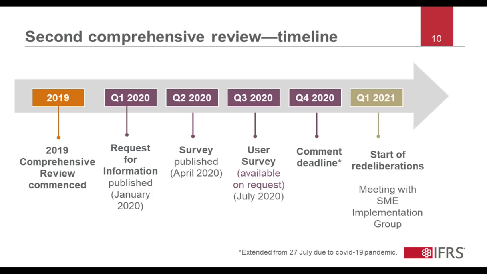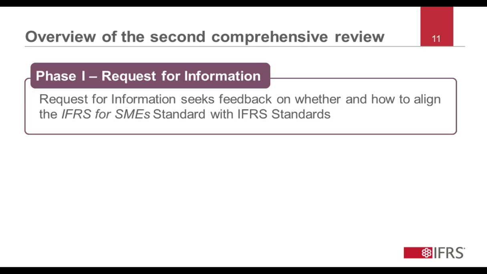And we will meet with our SMEs group in probably January and February of 2021. And after we've met with them and discussed the feedback and analysed the comments we've received, we will go back to the board probably at the end of Q1 2021 to discuss the second phase of the review. So just in terms of the review, we are now at the end of the first phase of the review, and we have published the request for information where we're seeking feedback on whether and how to align the IFRS for SME standards with full IFRS standards.